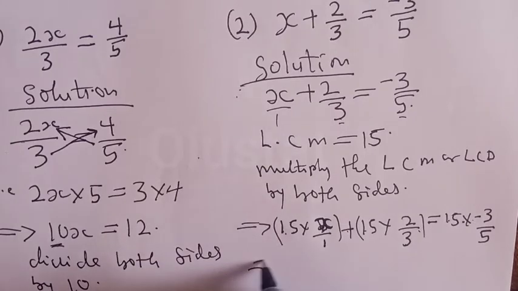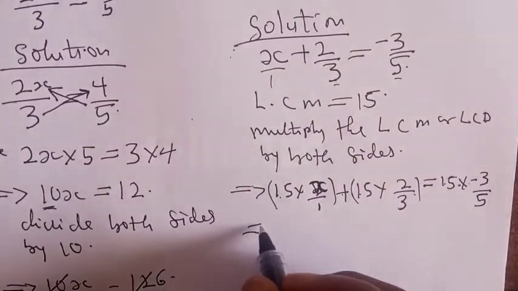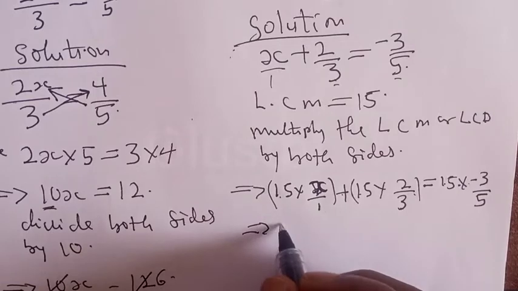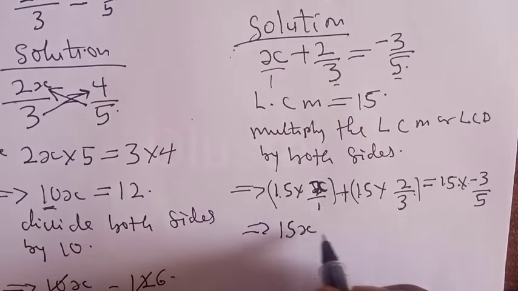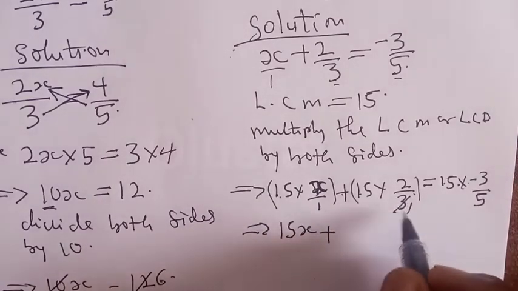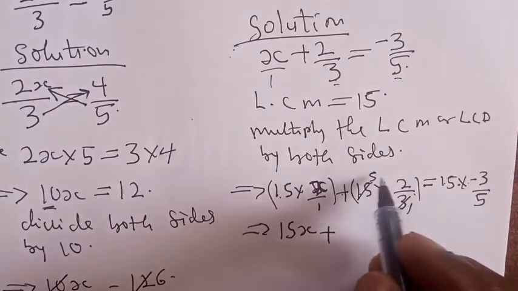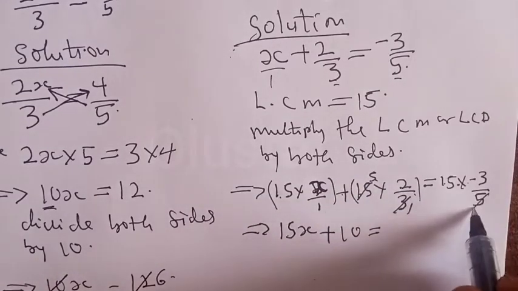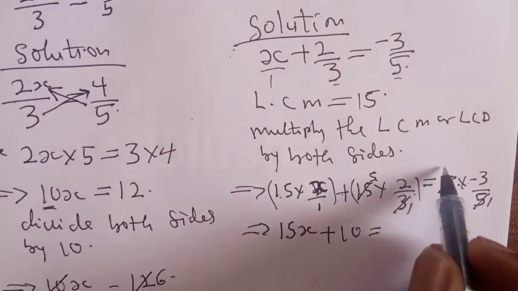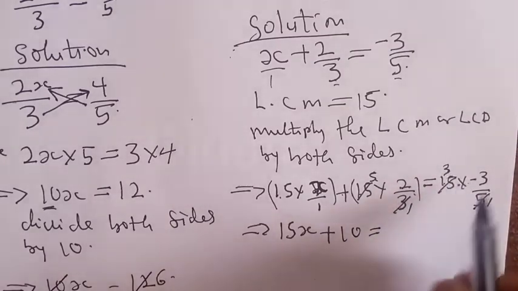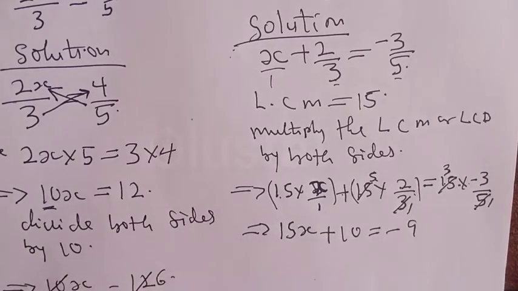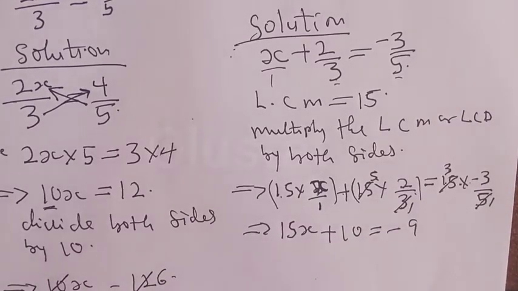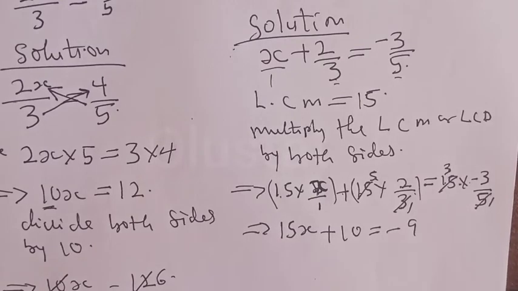Now, this implies that we have 15 times x, 15x, plus 3 here, 1; 3 here, 5. 5 multiplied by these two, 10, is equal to 5 here, 1; 5 here, 3. Then 3 times minus 3, minus 9. Now from this last equation, you will discover that we've been able to get rid of the denominator.